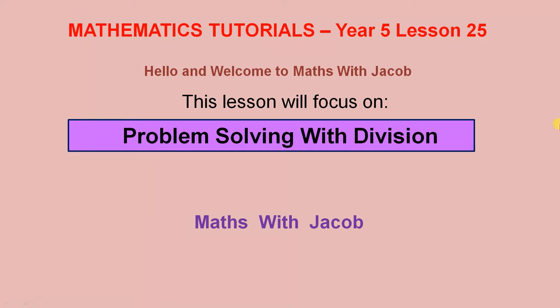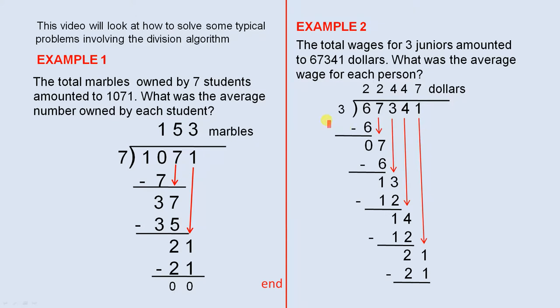This lesson will focus on problem solving with division. This video will look at how to solve some typical problems involving the division algorithm. Example 1. The total marbles owned by 7 students amounted to 1,071. What was the average number owned by each student?